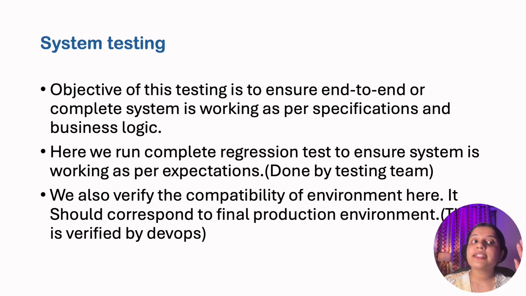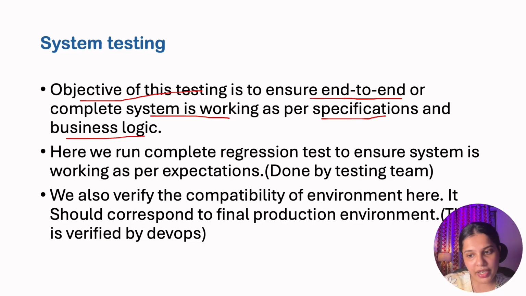The next level of testing is system testing. Okay. So the objective of this testing is to ensure that the end-to-end complete system is working as per specifications and business logic. So over here, our system is now 80 to 90% developed. A good percentage of the system is developed over here. Earlier we were testing the small units, then we tested bigger units, bigger systems, right? Over here we have a good amount of the system, right? A good percentage of the system which we need to test.